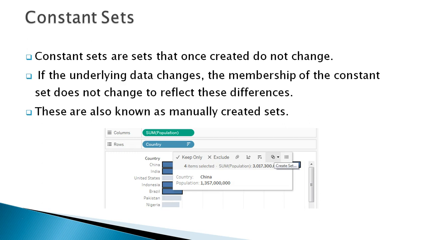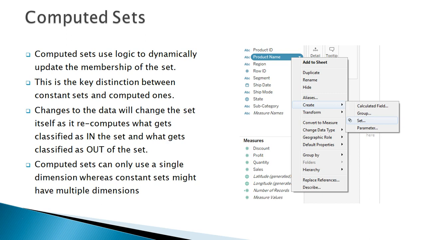If the underlying data changes, the membership of the constant set does not change to reflect these differences. As I said, these are also called manually created sets.